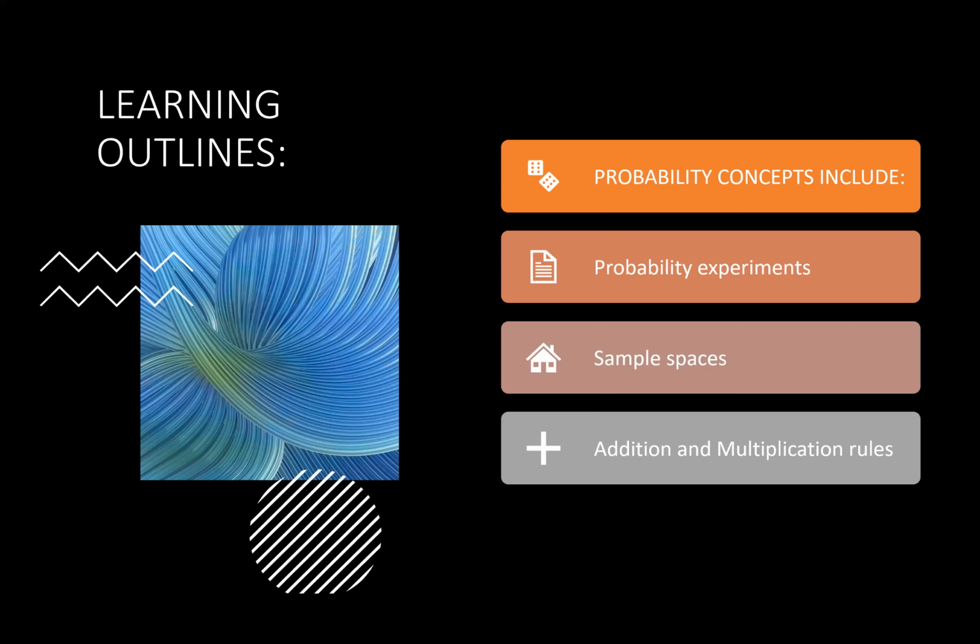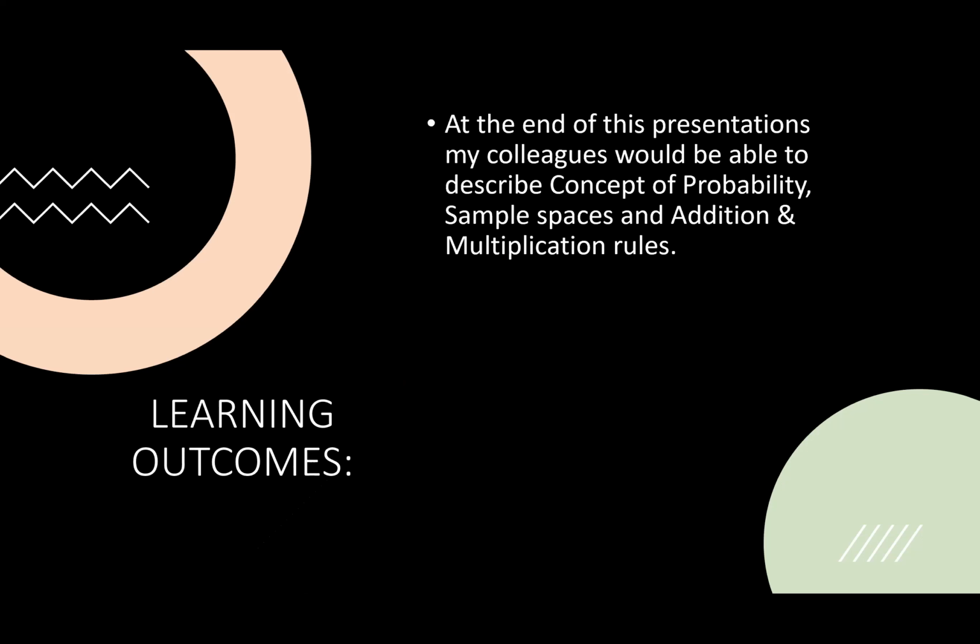Learning outlines include probability concepts, including probability experiments, sample spaces, and addition and multiplication rules. Learning outcomes: at the end of this presentation, my colleagues will be able to describe the concepts of probability, sample spaces, and addition and multiplication rules.